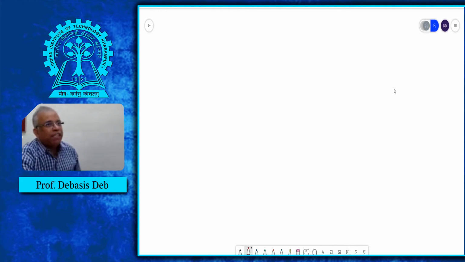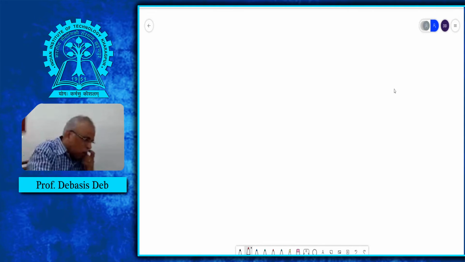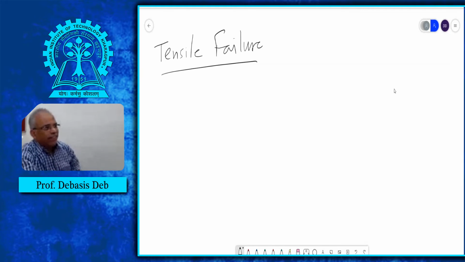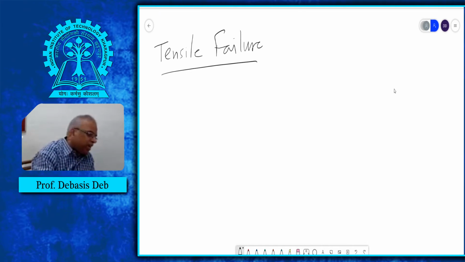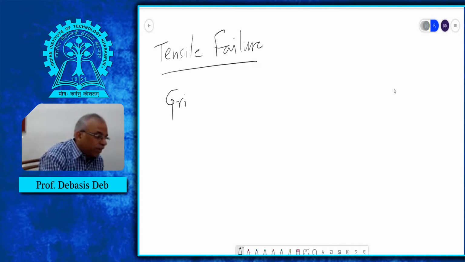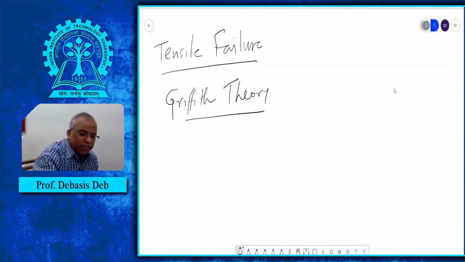Now, before I go to the application of Mohr-Coulomb criteria or Hoek-Brown criteria, although I will show you only Mohr-Coulomb, there is one more criteria you should know, that is the tensile failure. This is very critical. There is a theory called Griffith's theory. It was given a long time ago, but we are not going into the detail of that Griffith theory. This is in 1924. He has given this theory.